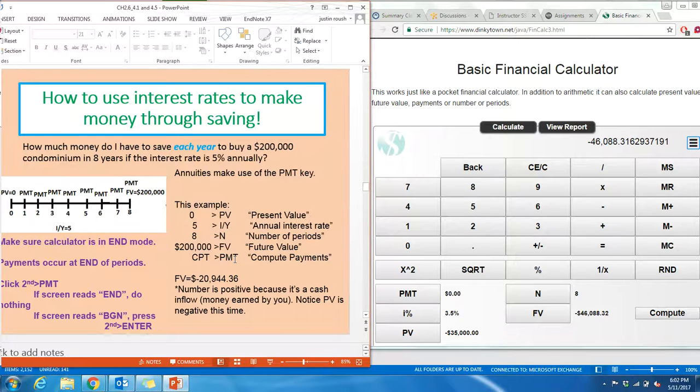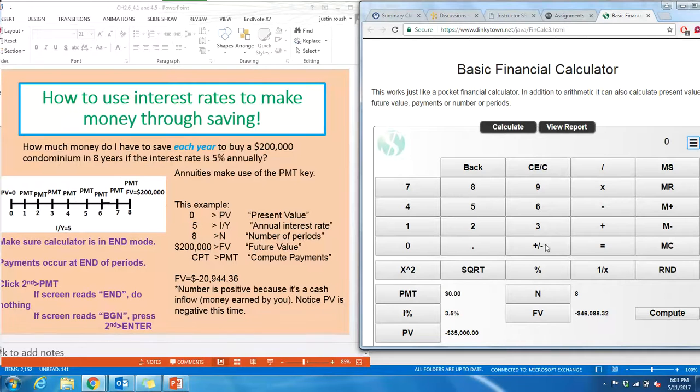So here's one where we're solving for the payment. So recall that all the variables are stored. So we want to make sure that we set everything to what we want them to be. So 0 is my present value. I'm starting with no money in my account. 5 is my interest rate. There are 8 periods. We don't need to change that, but we can do it anyway. I'm trying to save up to $200,000. So put that in, not $2 million, $200,000. And so my question is, how much are my payments?